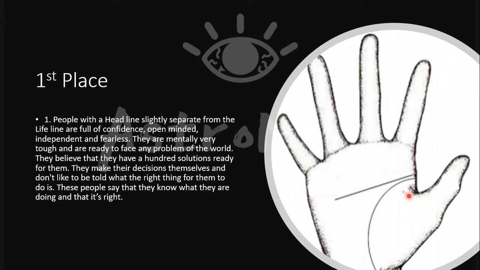A person who has this kind of difference between the headline and lifeline will be full of confidence, open-minded and fearless. They are also mentally very tough and ready to face any problem of the world. They believe they have 100 solutions ready, and they make their decisions themselves and don't like to be told what is right for them and what is not. These people have their own thoughts, and whatever they think, they believe they are doing right.